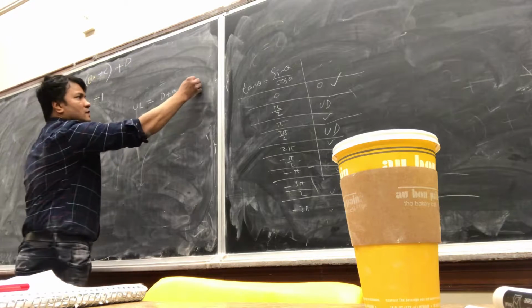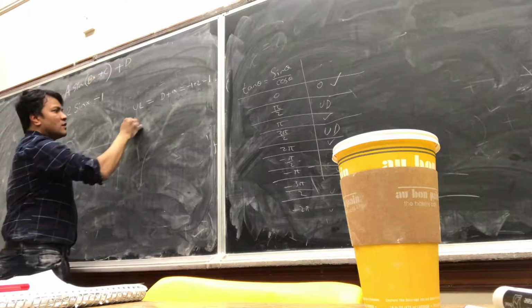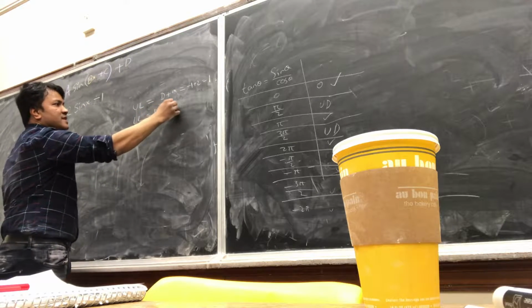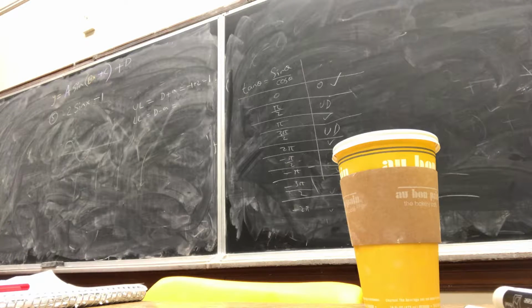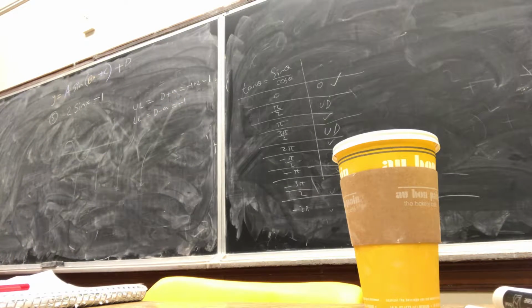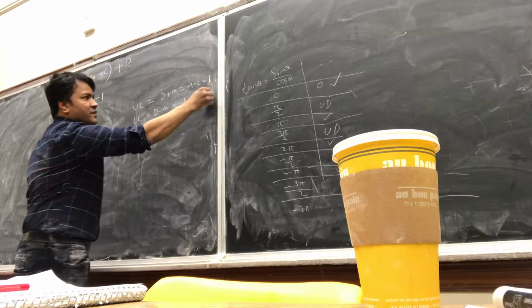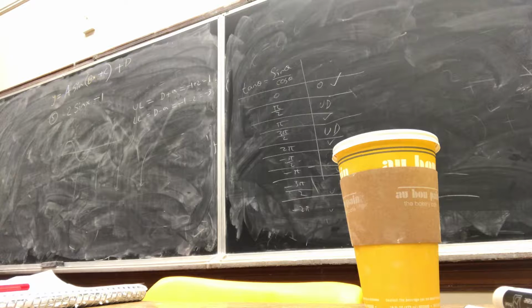Plus 2. So what is it? 1. Lower limit, d minus a. What is our d? Minus 1. And what is our minus 2? And that is negative 3. Okay, we're going to get used to it, okay?